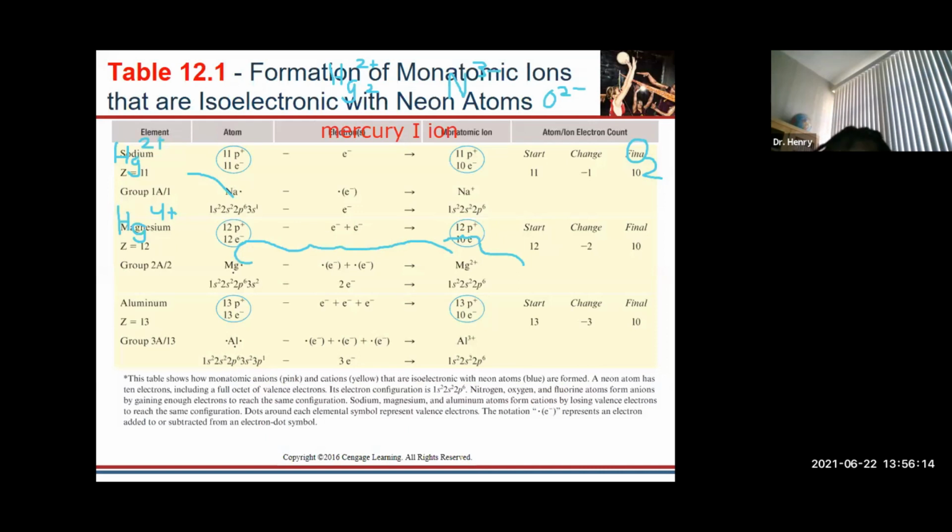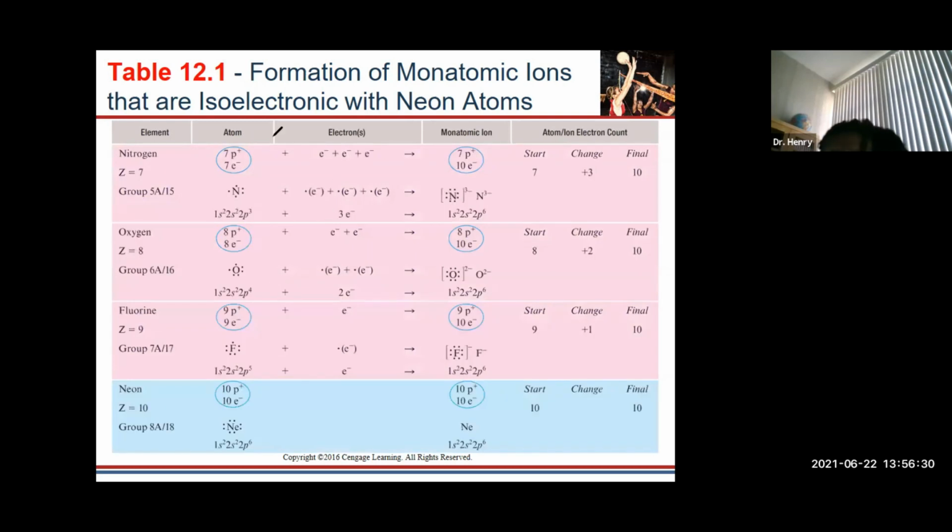Okay, so I'm going to clear this. These are all monoatomic ions. In this case, these are all cations that are isoelectronic to neon. These guys here were all anions that are isoelectronic to neon. So I'm going to ask you, what does isoelectronic mean again?